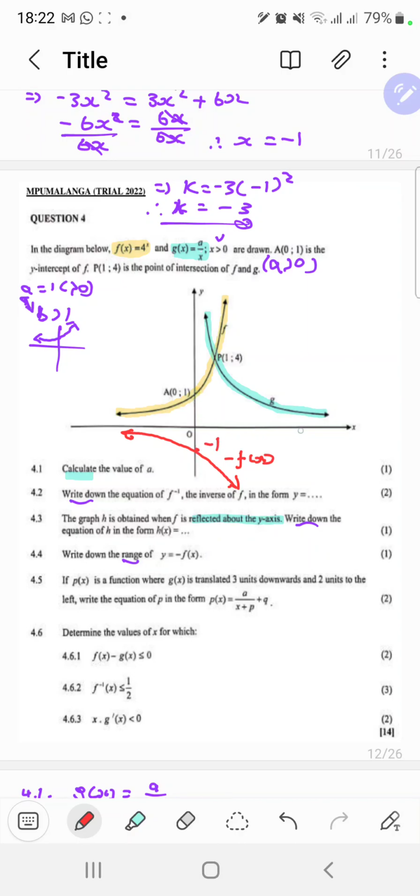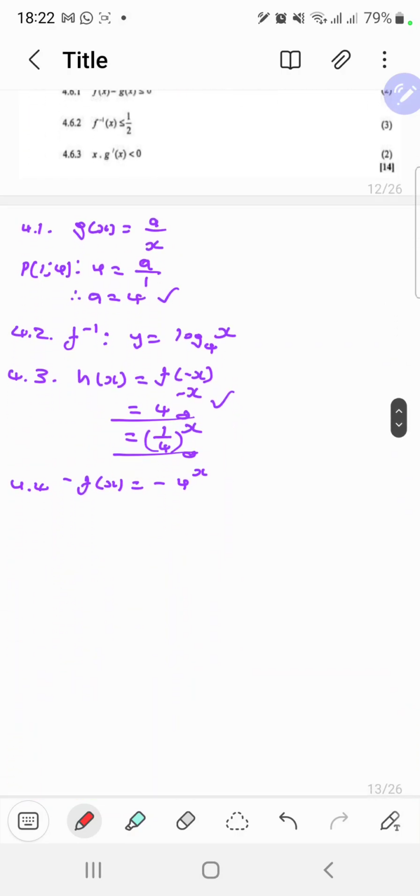So what would be the range? Remember, the range here was greater than 0. Now this one is going to be less than 0. So y is less than 0. So we can say the range is going to be equal to the set of y values such that y is less than 0. Sorted. And then, of course, y can never be equal to 0. So this already sorts that out.